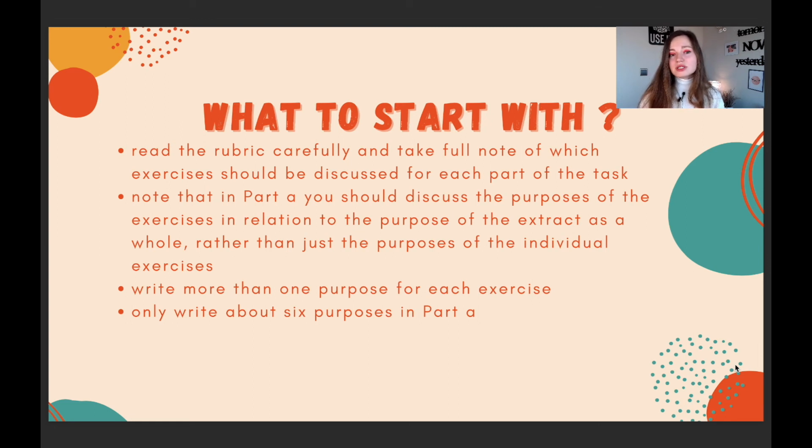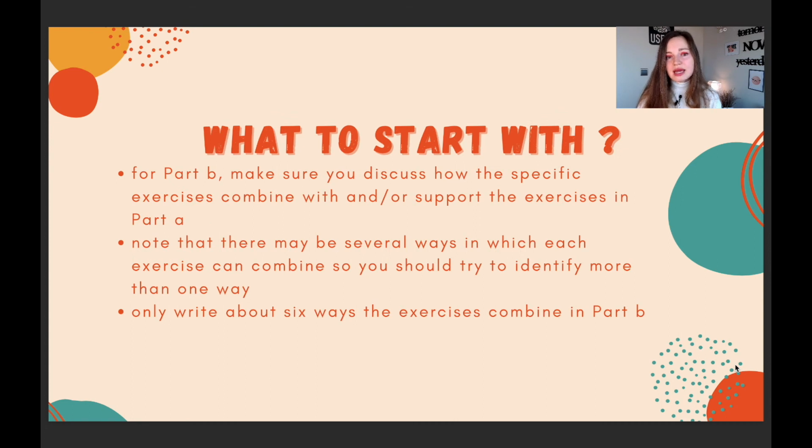Then note that in part A, you should discuss the purposes of the exercise in relation to the purpose of the extract as a whole. That's really important. Write more than one purpose for each exercise. It's totally fine. Only write about 6 purposes in part A. And preferably make sure that you refer to each exercise which was mentioned. For part B, make sure you discuss how specific exercises combine with or support the exercises in part A.